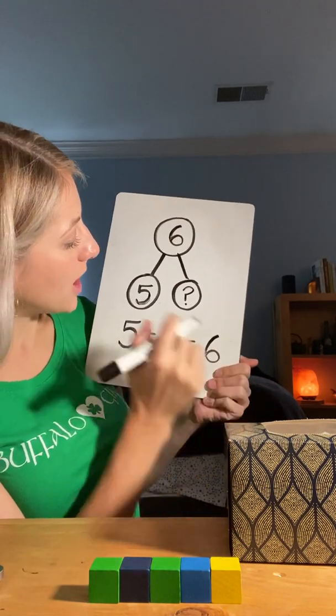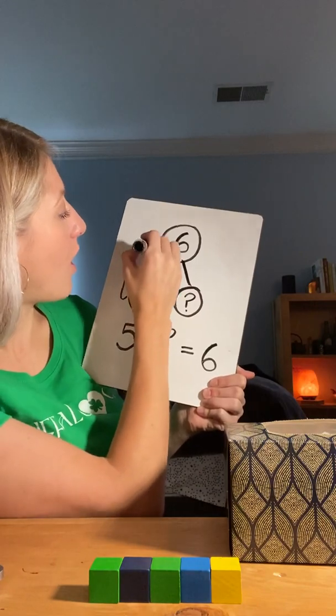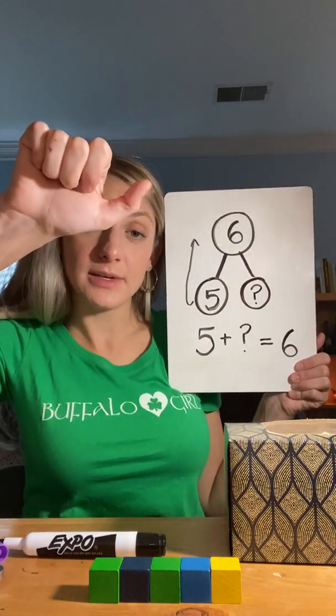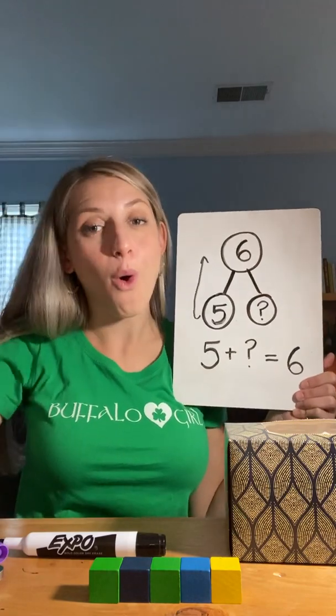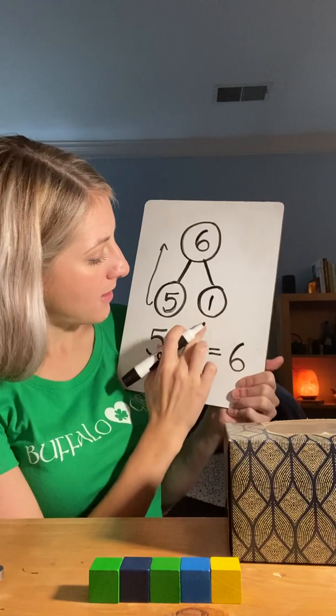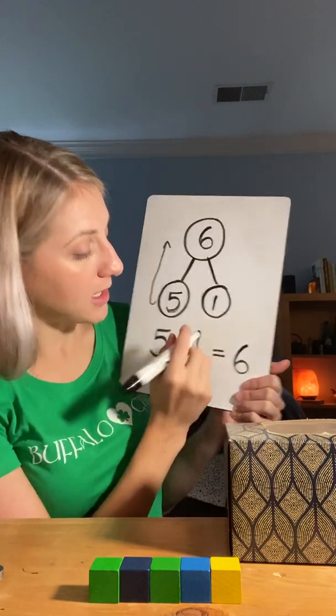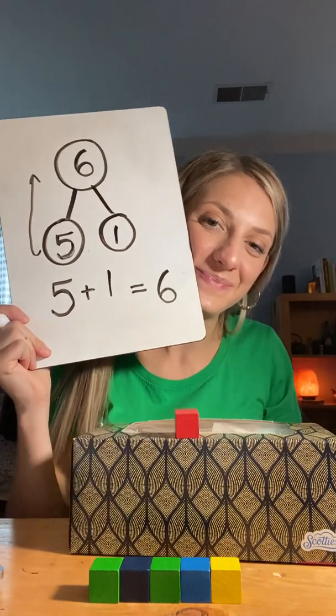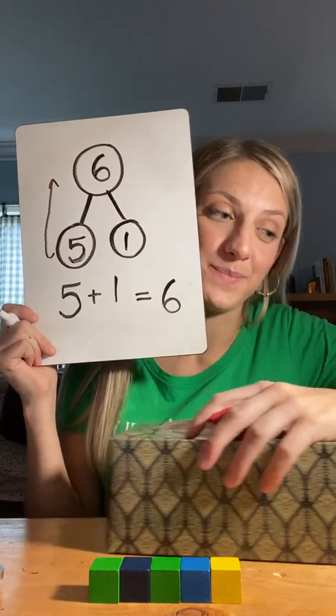Okay, we know part up to whole. Let's do it. 5, 6. How many did we need to get to 6? 1. So 1 is our missing part. 5 plus 1 equals 6. Let's see if one more unicorn came to play. One more unicorn came to play.